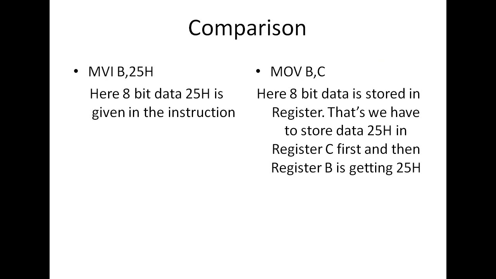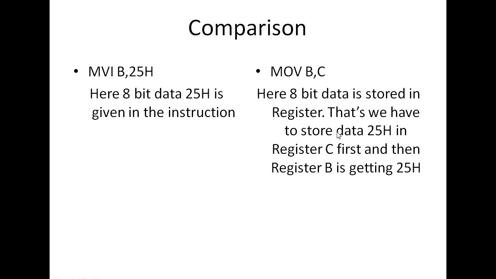Okay, let us go to the second example. Let us make a comparison between immediate addressing mode and register addressing mode. What is the difference? Here, 8-bit data 25H is given in the instruction. This is immediate addressing mode, the data was given in the instruction. Now MOV B, C: here 8-bit data is stored in the register.